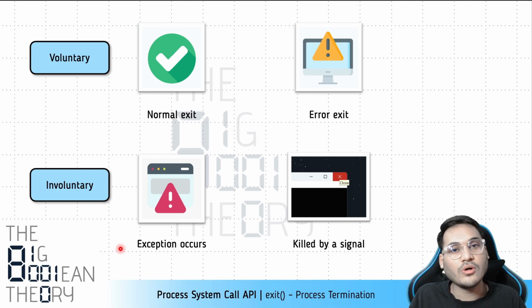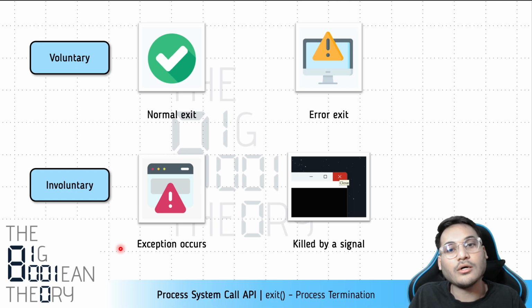But let's discuss the case when the exception is fatal. Let's say the process is trying to access a privileged memory location or trying to execute a privileged instruction. In this case, the operating system will terminate the process. And as you can see, this is involuntary in nature. It is not the process who decides to terminate.